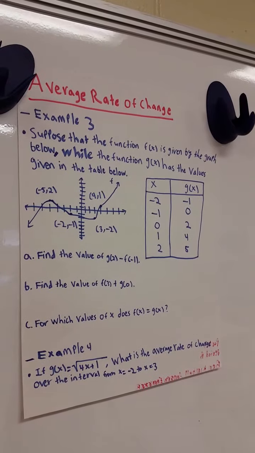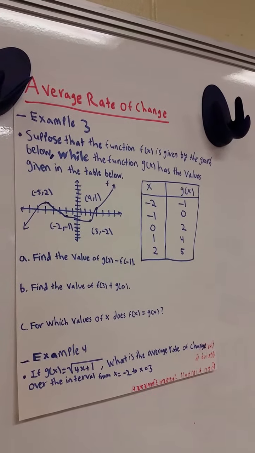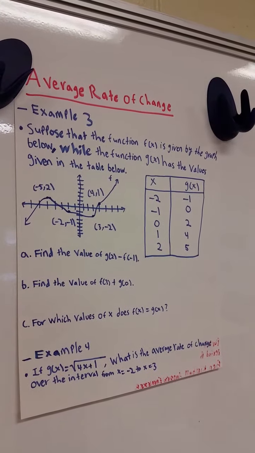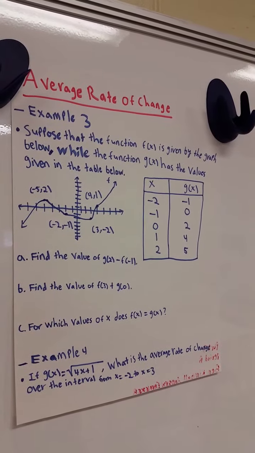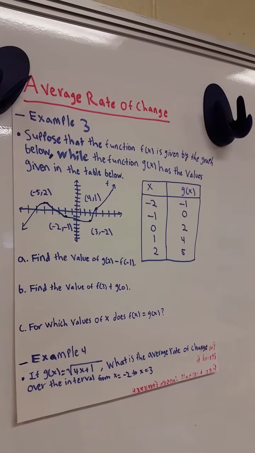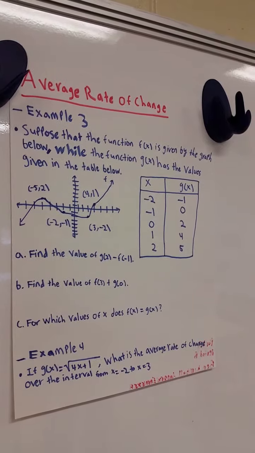For example 3, the question says, suppose that the function f(x) is given by the graph below, while the function g(x) has the values given in the table below. A. Find the value of g(2) minus f(negative 1). B. Find the value of f(3) to g(0). And C. For which values of x does f(x) equal g(x)?